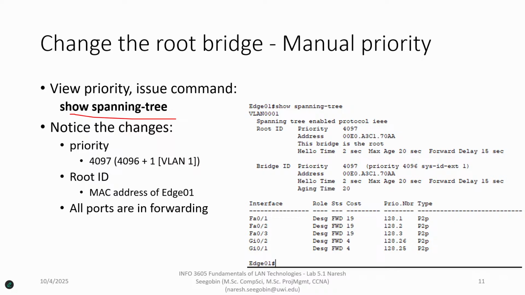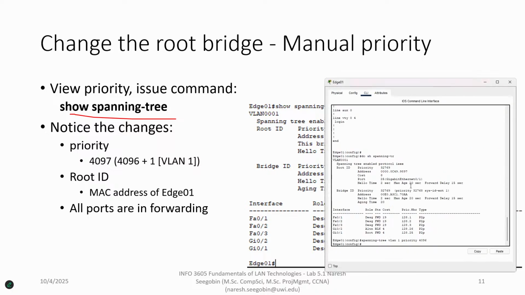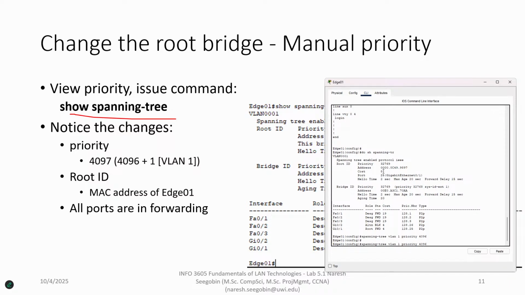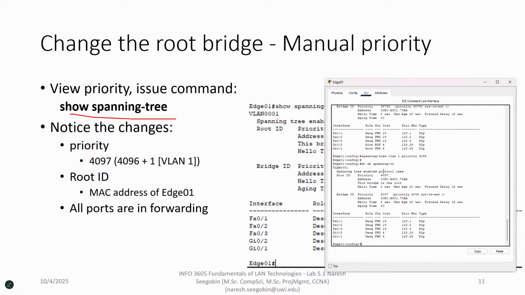So if you do show spanning tree, we get some values coming up. Notice the changes. We set the priority, 4096 we said, but look what happened here. The priority is 4097, the actual value. The reason why is because of the VLAN number. So you realize one thing: priority values are based on the VLAN number involved.